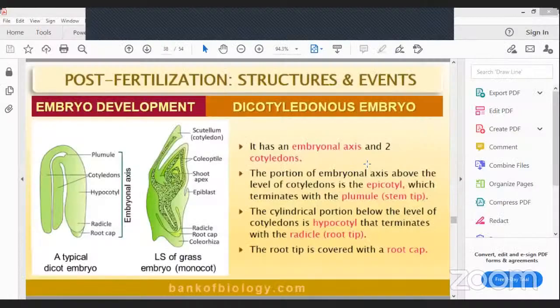So we'll start with the embryo part. When we look at the embryo, we have two types of embryo. One is the dicot embryo and the other one is the monocot embryo. In the dicot embryo, the structure is very simple. Here we have two cotyledons and an embryonal axis. The portion above the embryonal axis is called the epicotyl, and the region below the embryonal axis is the hypocotyl.